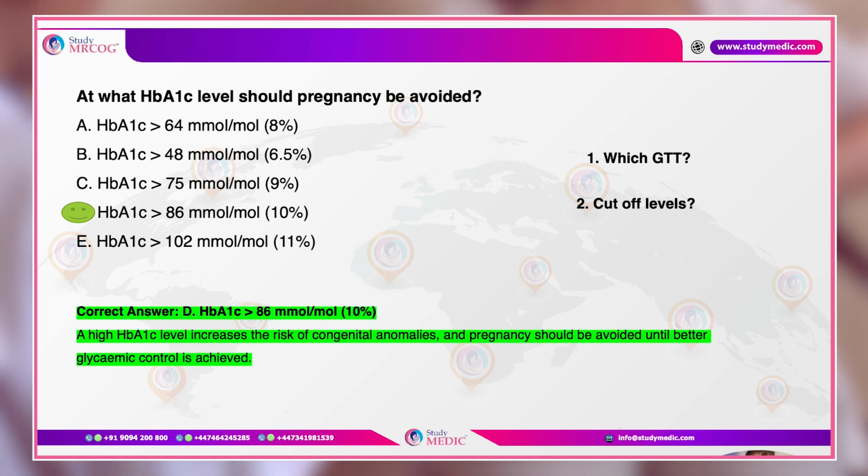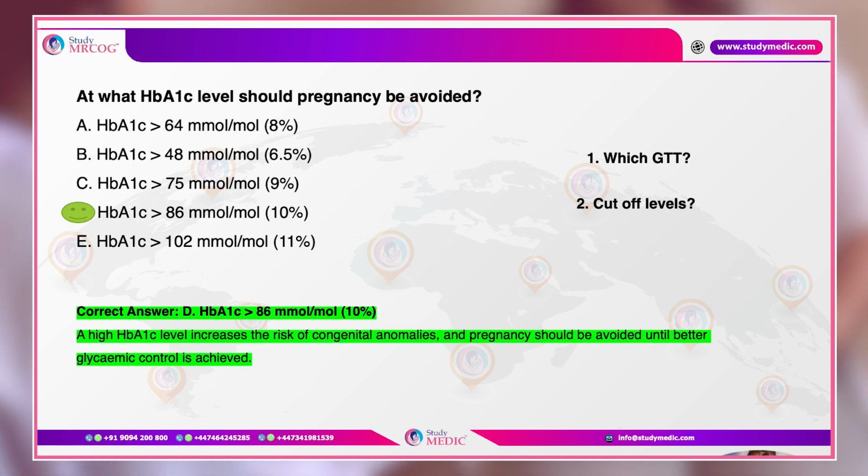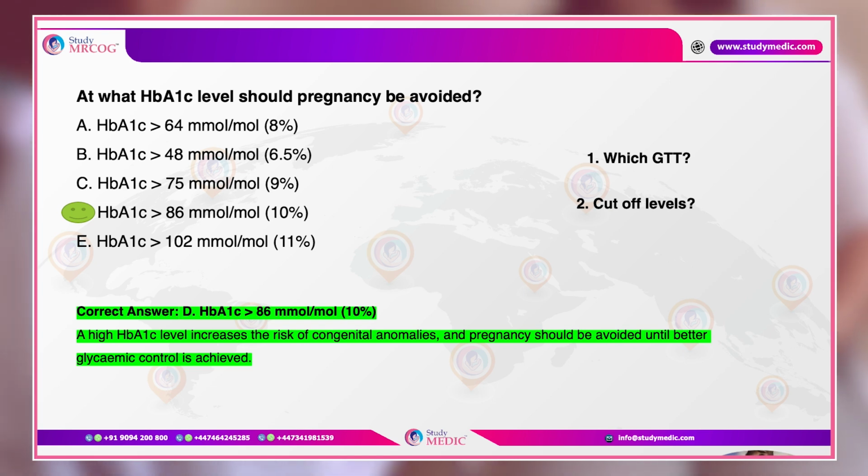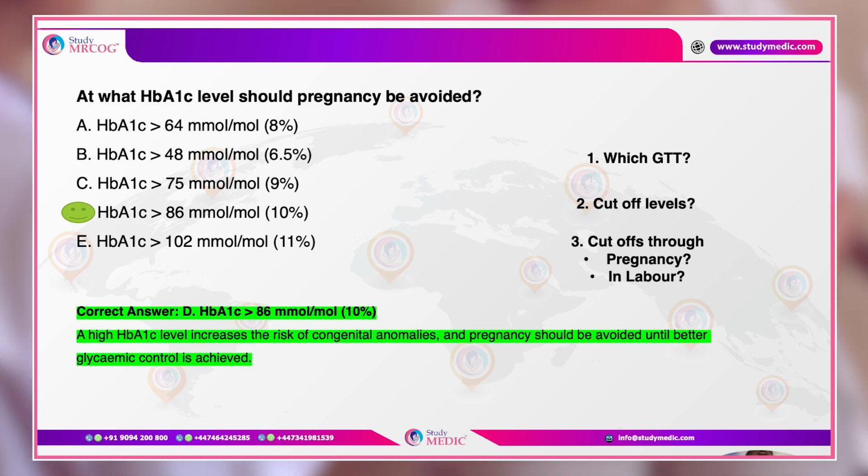Mostly we are using the 75 grams glucose tolerance test. What are the cutoff levels? To diagnose a patient with gestational diabetes, the cutoff levels that we use are 5.6 and 7.8. The fasting is 5.6, and the post-glucose drink value after 2 hours should not be more than 7.8. An easy way to remember is 5, 6, 7, 8. And what are the cutoff levels that one should maintain during pregnancy, in type 1 diabetes, and in labor? These are some important points that one must note in this topic.